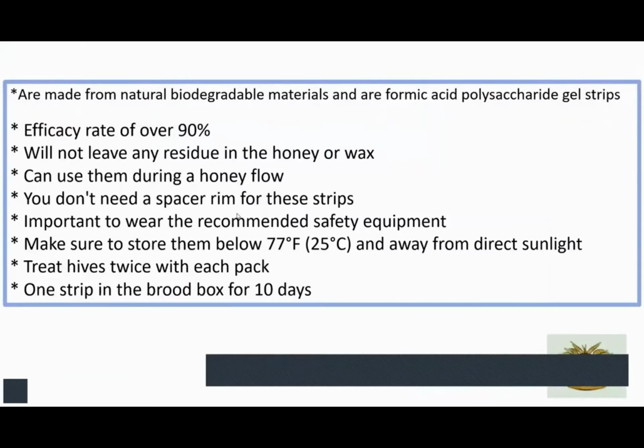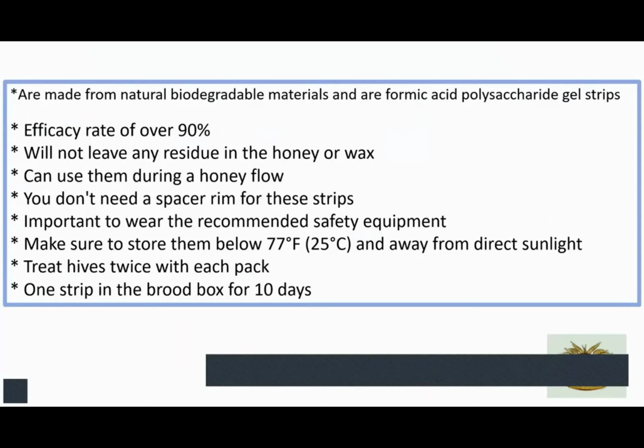But they are made from natural biodegradable materials and are formic acid, polysaccharide gel strips. Efficiency rate is over 90%. But always test after you're done, whether you do a mite wash or an oxalic acid zap on your folder or board, then you need to know if it worked or not. It will not leave any residue in the honey or wax. That's why you can use them with your supers on. And you don't need a spacer rim for those, because if you have 2 boxes, you usually put it between the brood boxes.